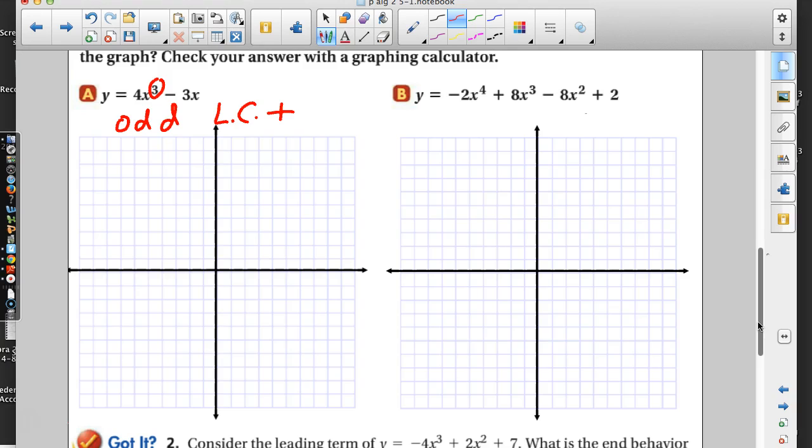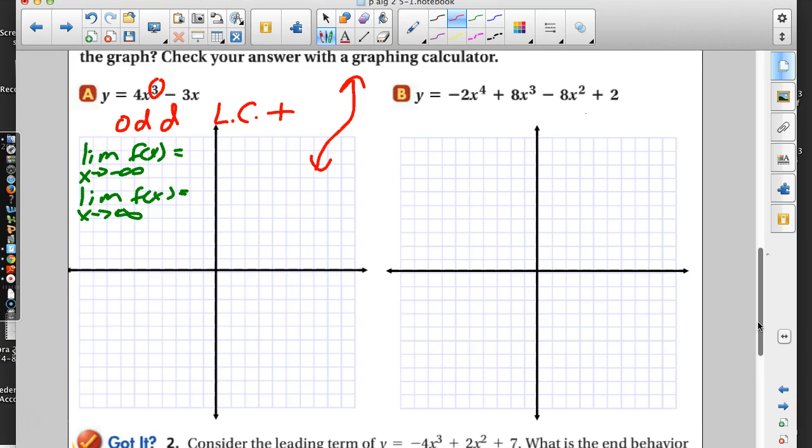Our leading coefficient is a positive 4. So I think back, odd degree, S-curve. Positive in front, it's going to look like that. So, the limit as x approaches negative infinity of f of x equals, the limit as x approaches positive infinity, our graph equals.